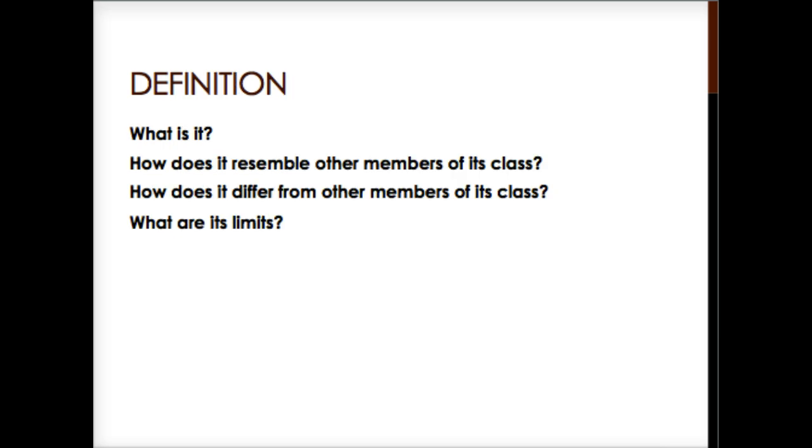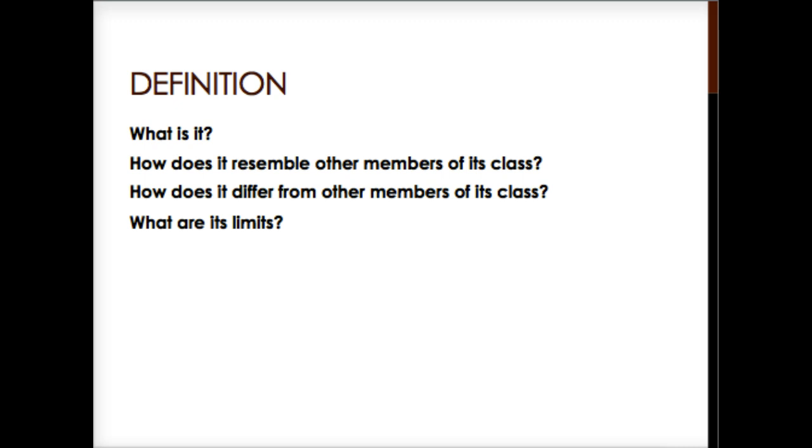The patterns of development remain the same: narration, description, exemplification, process, cause and effect, comparison and contrast, classification and division, and definition. Let's talk about definition. The pattern of development in which a writer explains what someone or something is.